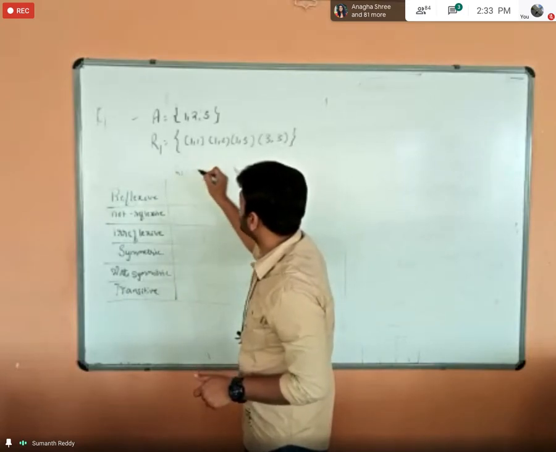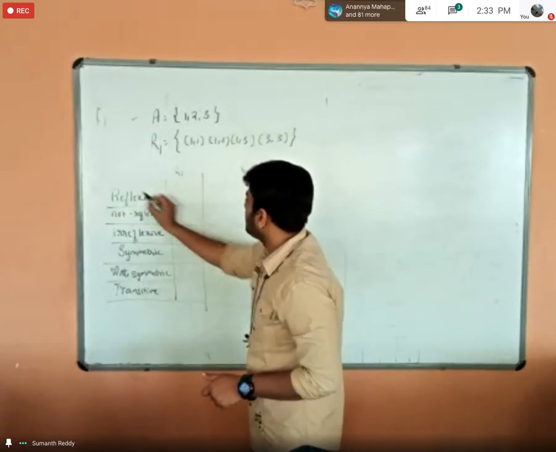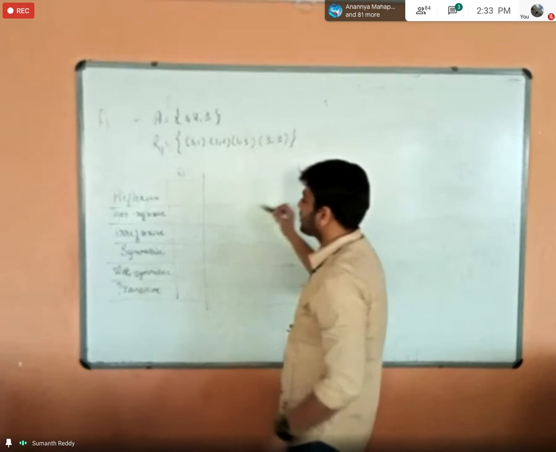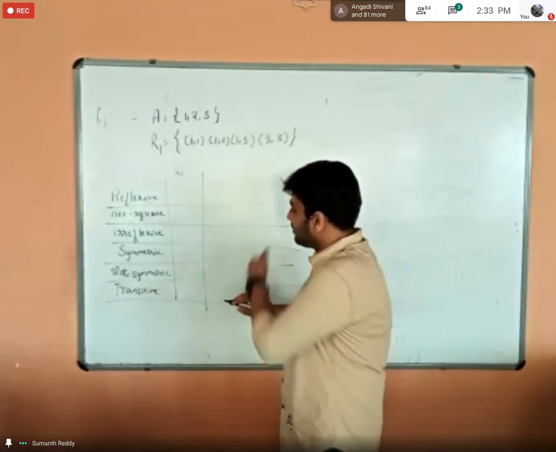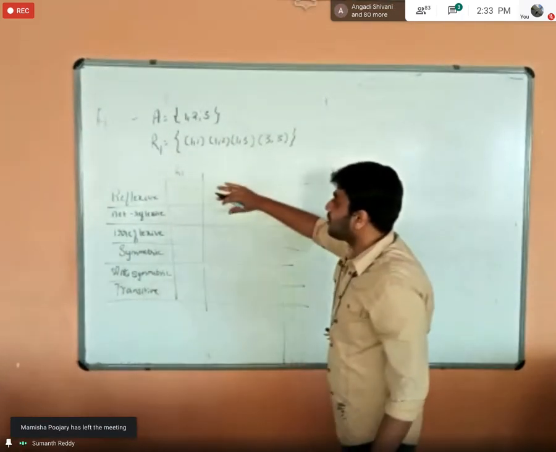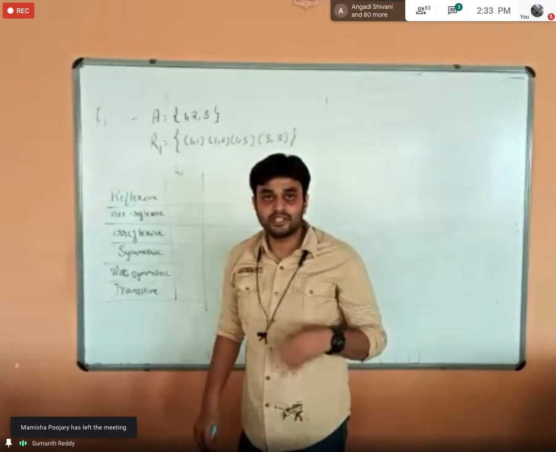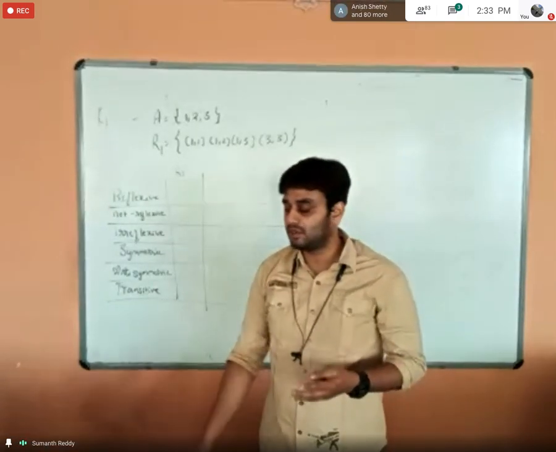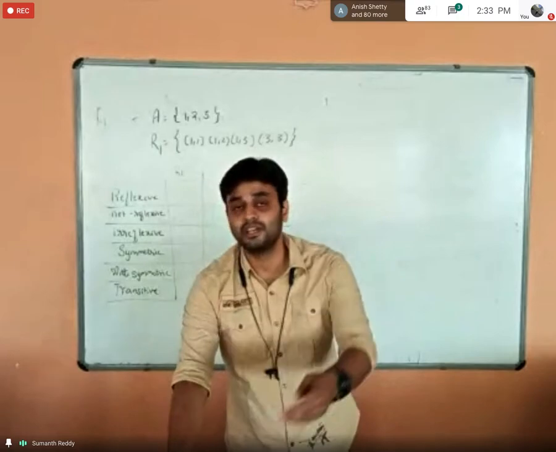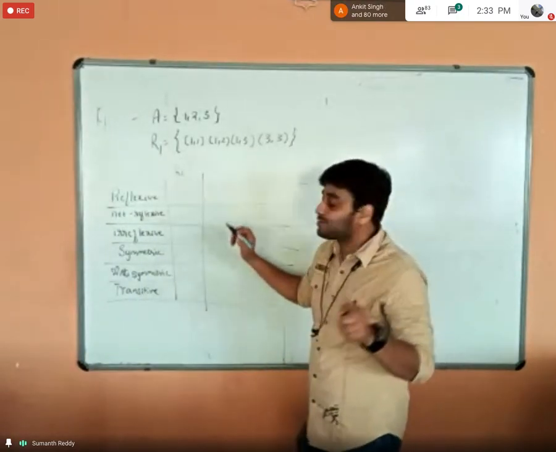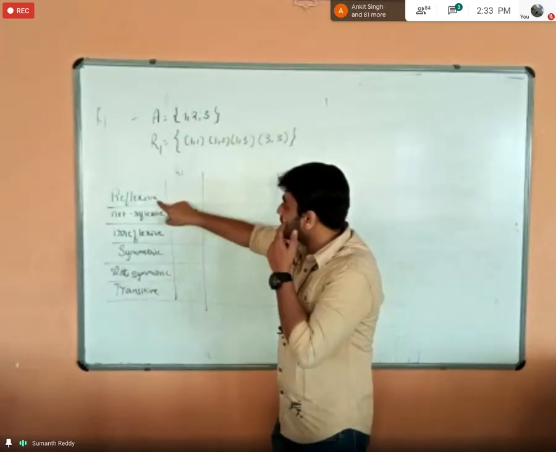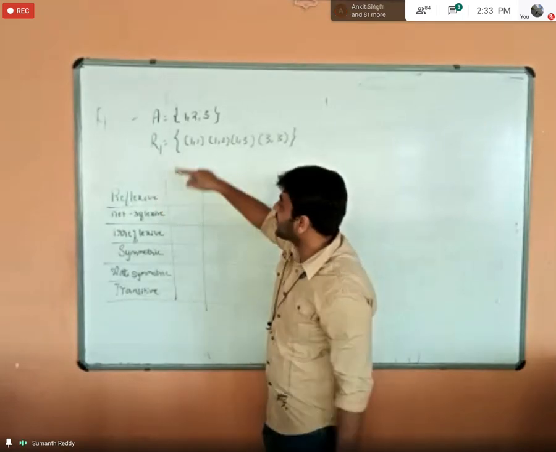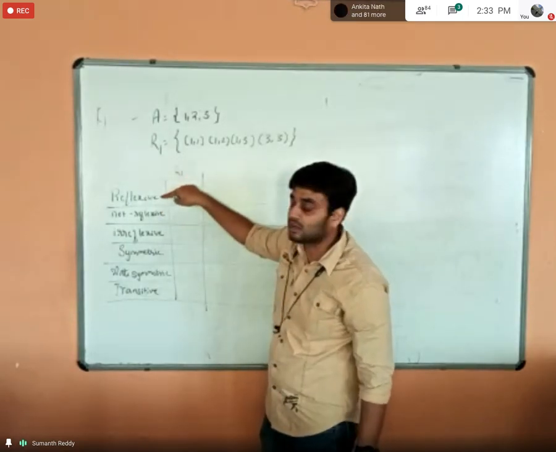So first of all, I need to check whether the relation R1 is reflexive, irreflexive, symmetric, transitive, or anti-symmetric. Based on the explanation I have given about the properties of relations, I'll solve one problem. So what does the reflexive relation tell? I need to check whether the relation R1 is reflexive or not.